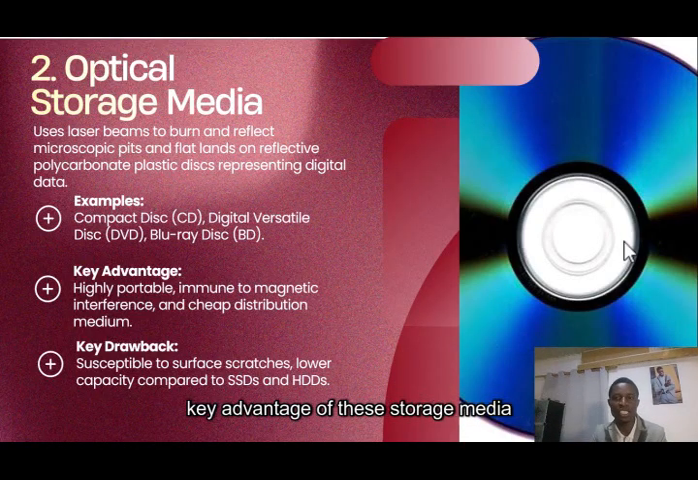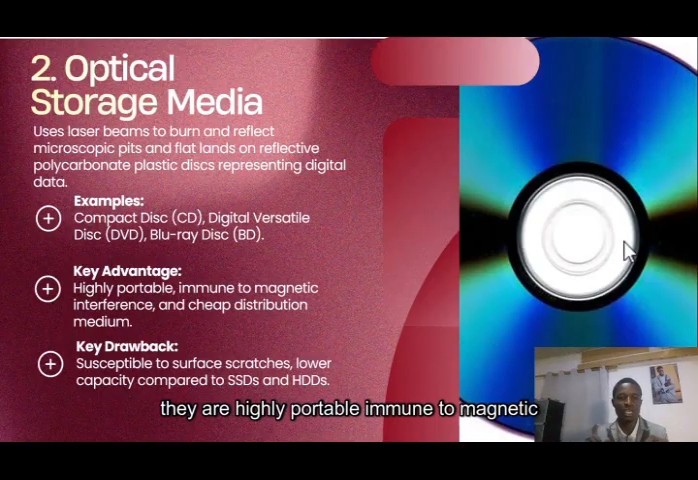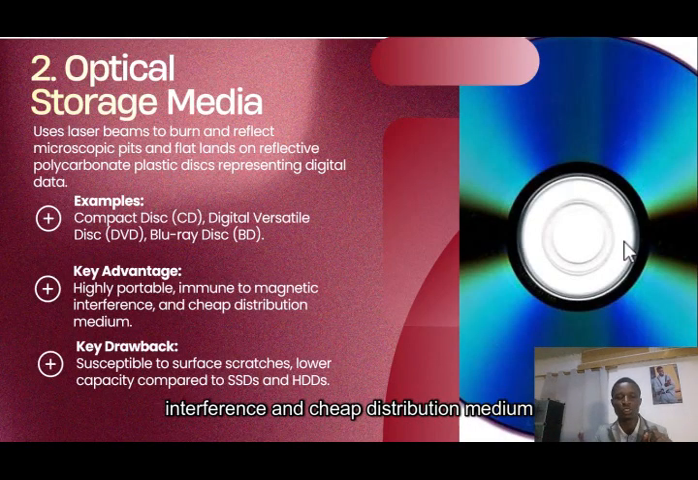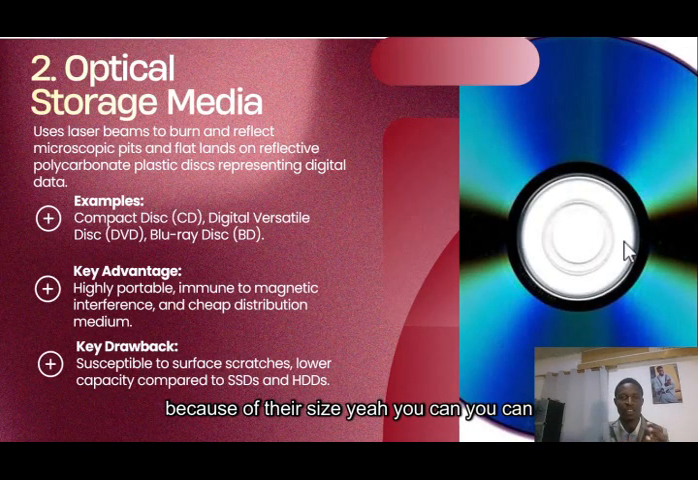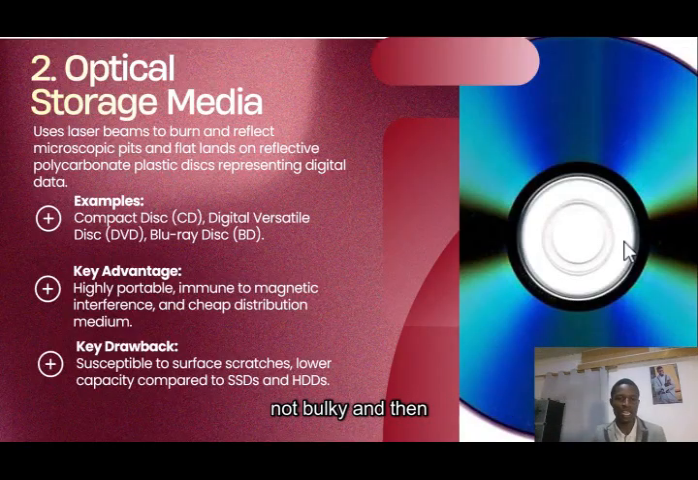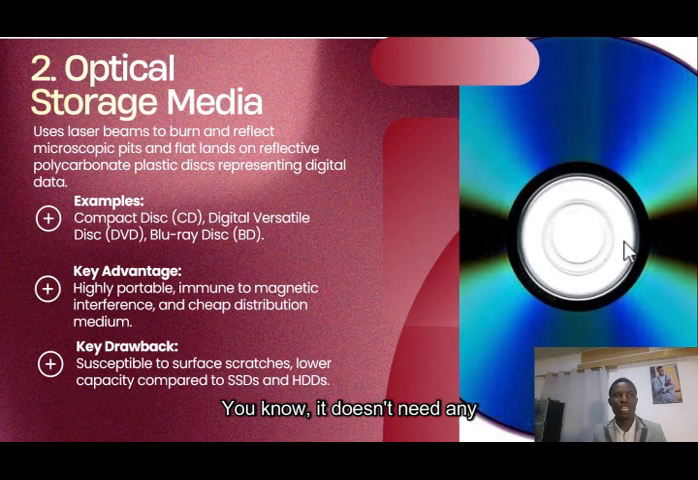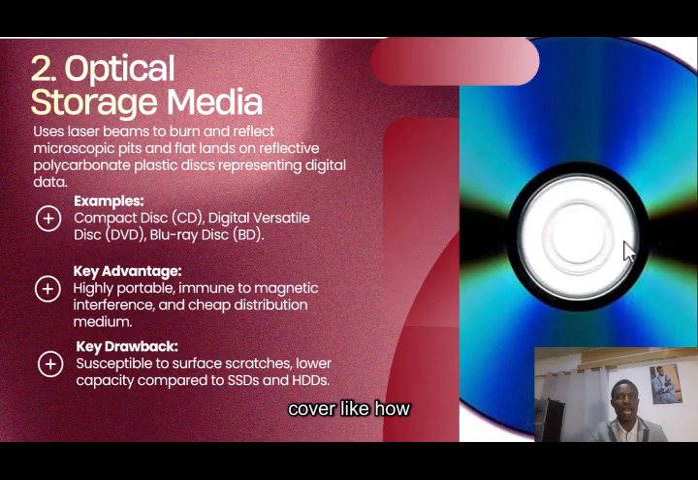So let's talk about the key advantages of these storage media. They are highly portable, immune to magnetic interference, and a cheap distribution medium. Yeah, they are very portable. Because of their size, you can fit them inside your bag. They are not bulky, and you can hold them and move around freely. They are immune to magnetic interference because they do not use any magnetic parts. And they are a cheap distribution medium. Since they are portable, you can distribute them. They don't need any big cover like the HDD, which you have to cover in its case. But these ones are portable, and you can be moving around.